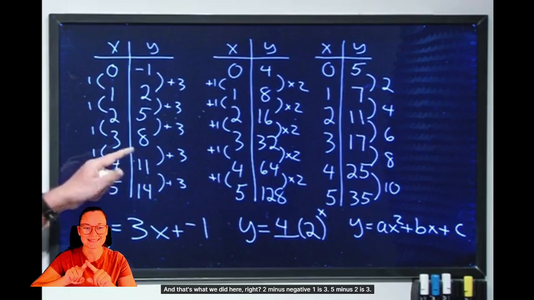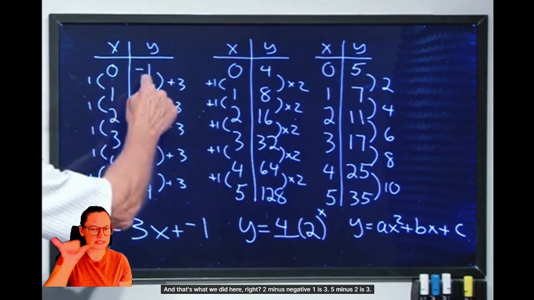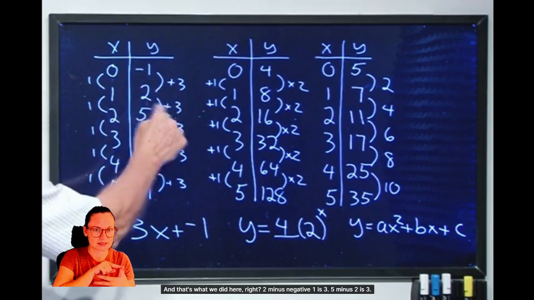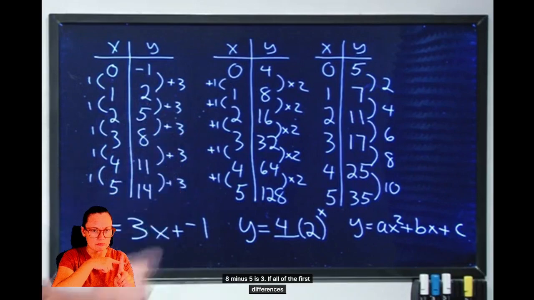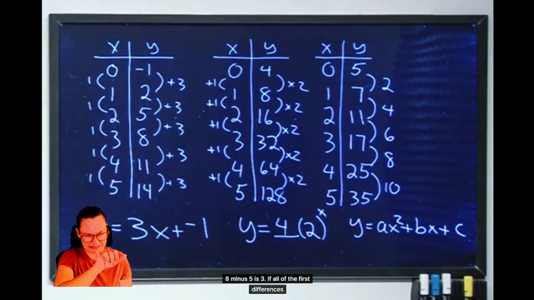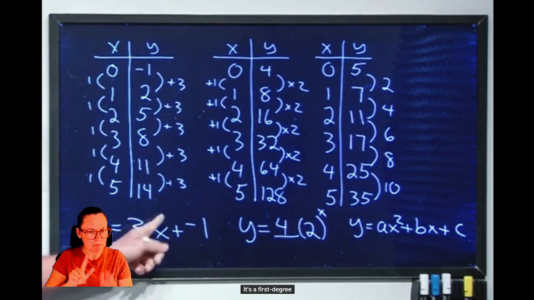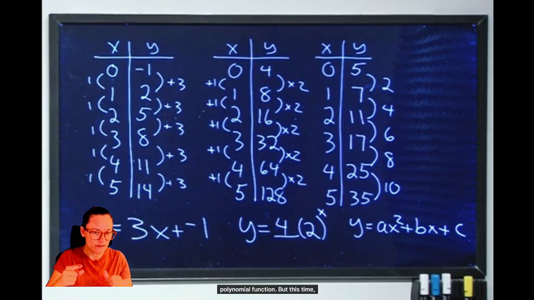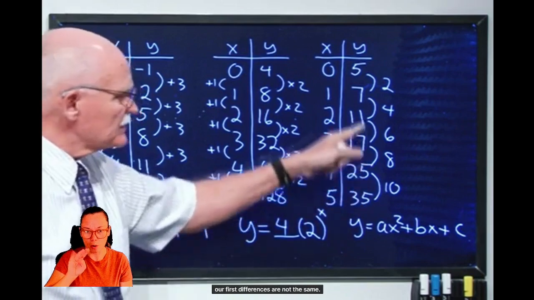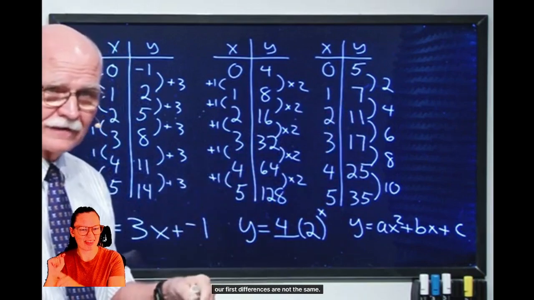And that's what we did here, right? 2 minus negative 1 is 3. 5 minus 2 is 3. 8 minus 5 is 3. If all the first differences are the same, then it's linear. It's a first-degree polynomial function. But this time, our first differences are not the same.